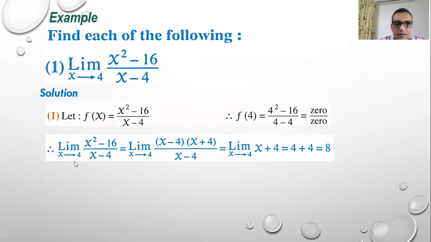Then the limit of x squared minus 16 over x minus 4 when x approaches 4 equals the limit of, and factorizing, x minus 4 times x plus 4 over x minus 4. By canceling x minus 4 with x minus 4, we get the limit of x plus 4 when x approaches 4. By replacing x with 4, we get 4 plus 4 equals 8.